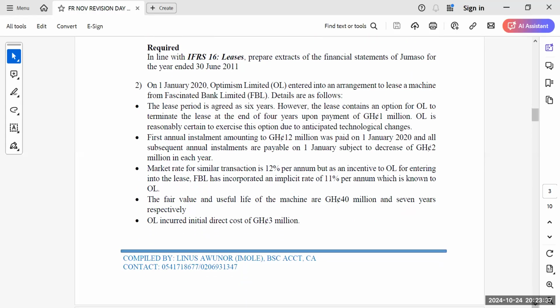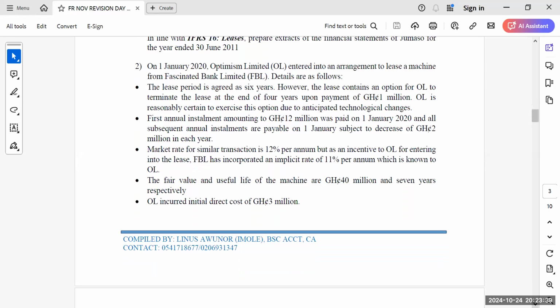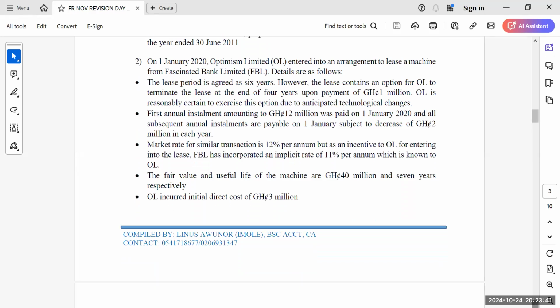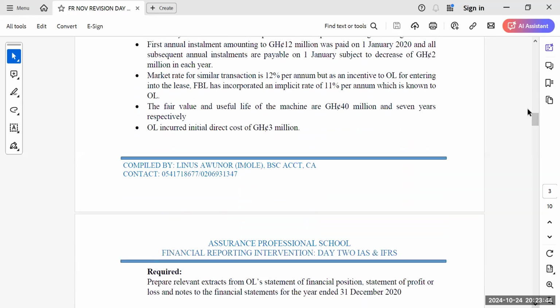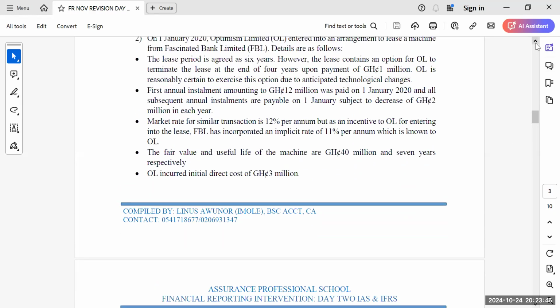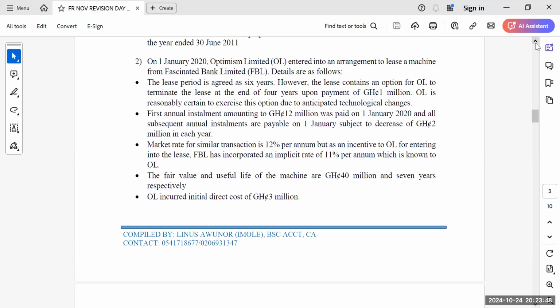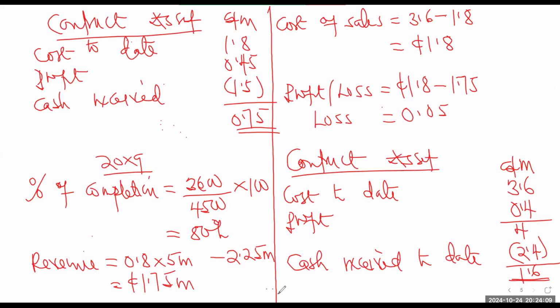So let's move on. This is the question that we have to solve for the lease. They are asking us to determine our lease period and the other issues over here. We are looking at the lessee. The lessee is the OL.